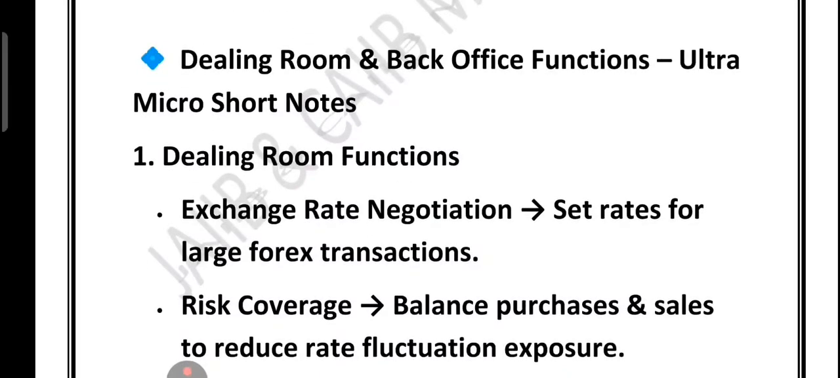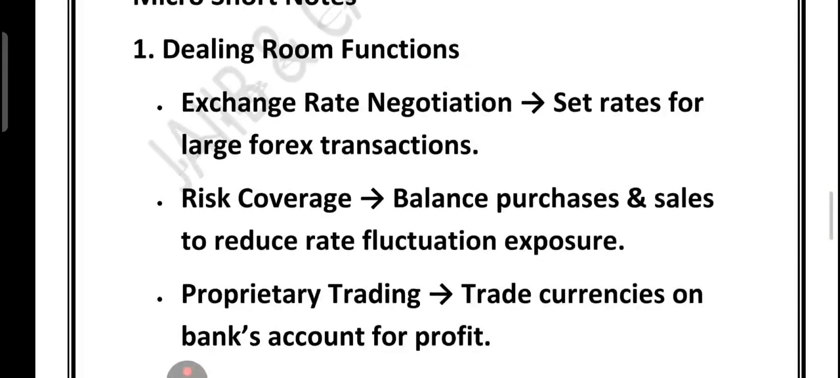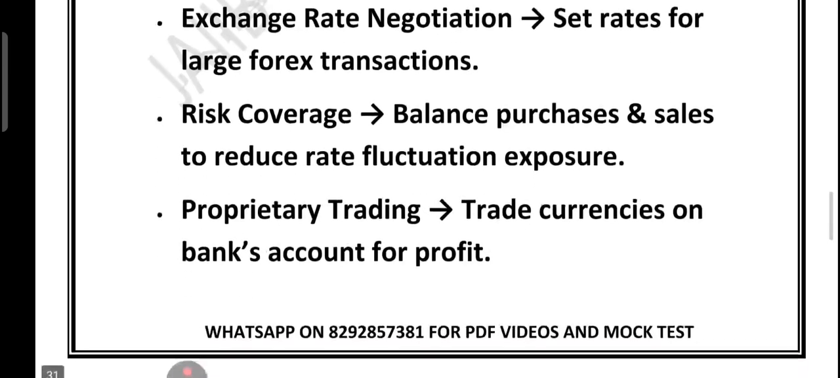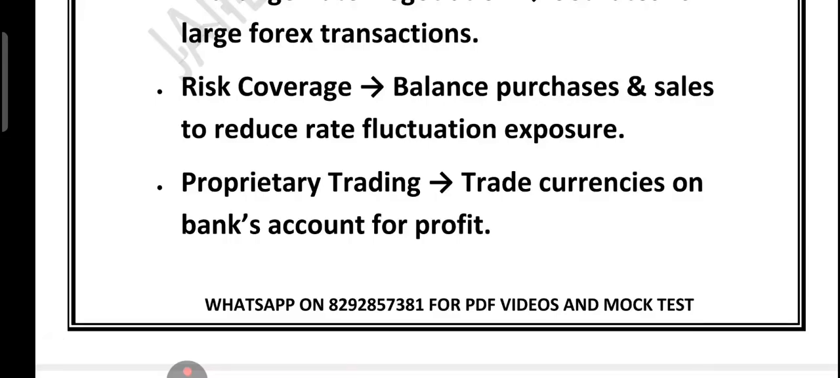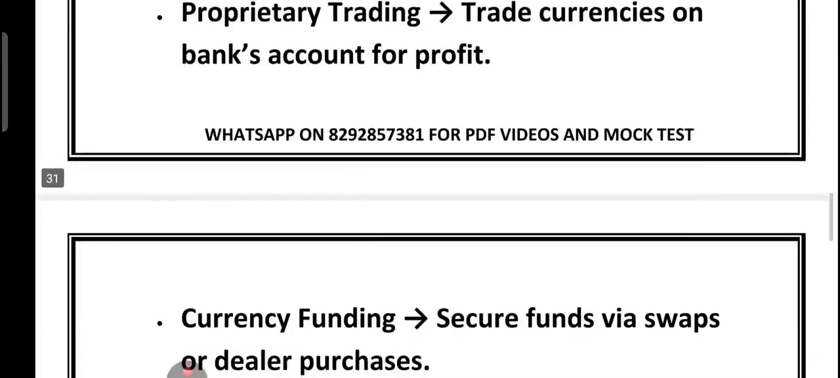Now, dealing room and back office function, very, very important. So we will explore how bank manage forex operation through dealing room and back office. If you look at the dealing room function, first one is the exchange rate negotiation. So it sets rates for a large foreign currency transaction. Risk coverage, which means balancing purchase and sell to minimize the currency fluctuation risk.